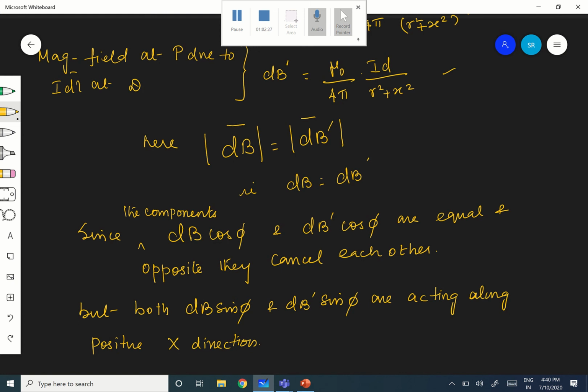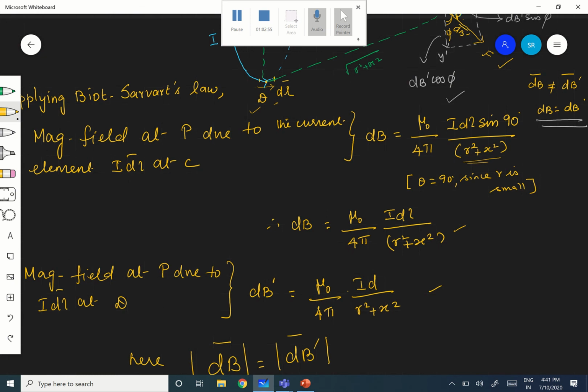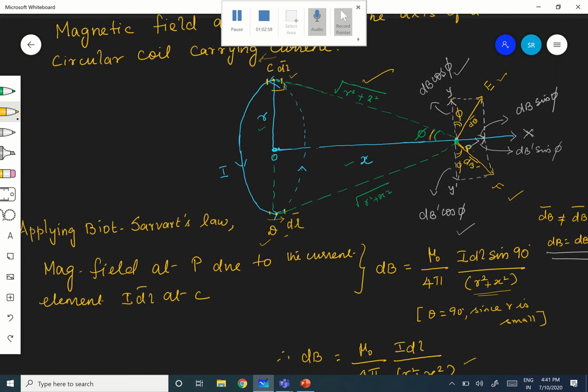You can add both because the magnitude of dB is equal to dB dash. You can sum it up because both are acting in the same direction. Okay, right. But the field is only because of two pairs of elements at C and D. But I want the field at P due to the full coil. Therefore, what do you have to do? Now I'll come to this. In that case, these two are enough to consolidate. How? I'm telling you. You take the two pairs which are diametrically opposite.